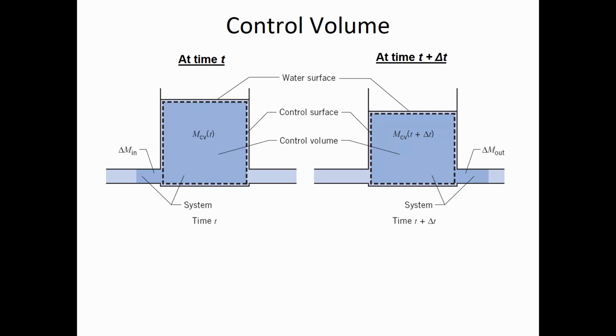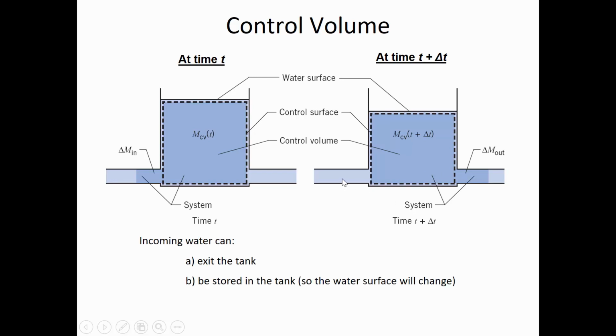And so what it looks like at first glance is that the flow out of the pipe was greater than the flow in during this delta time. And so the mass of system inside the control volume decreased during that time increment because the flow out was greater than the flow in.